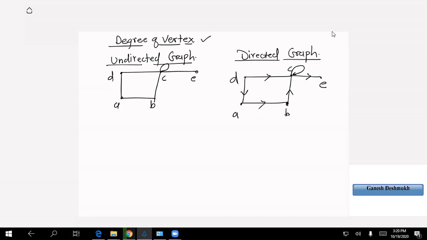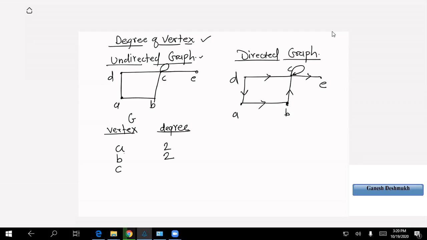Now what is degree of vertex? Consider the undirected graph, let us say G. So degree of vertex is the number of edges passing through the vertex. Suppose I want to find out the vertices and their degrees. So what is degree of vertex A? For vertex A, there are 2 edges passing through it. Hence degree of vertex A is 2. Degree of vertex B, again there are 2 edges passing through it. So degree of vertex B is 2.